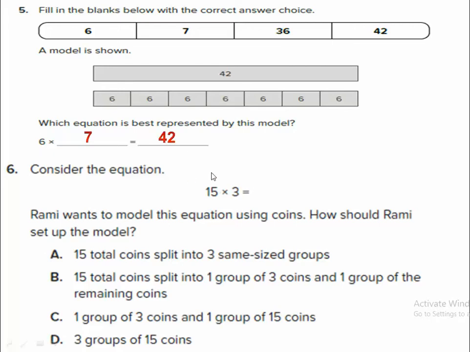Consider the equation 15 times 3. Rami wants to model this equation using coins. How should Rami set up the model? Okay, 15 times 3. If I want to represent it by coins, it means 15 groups of 3 coins or 3 groups of 15 coins. Letter D, yes, 3 groups of 15 coins.